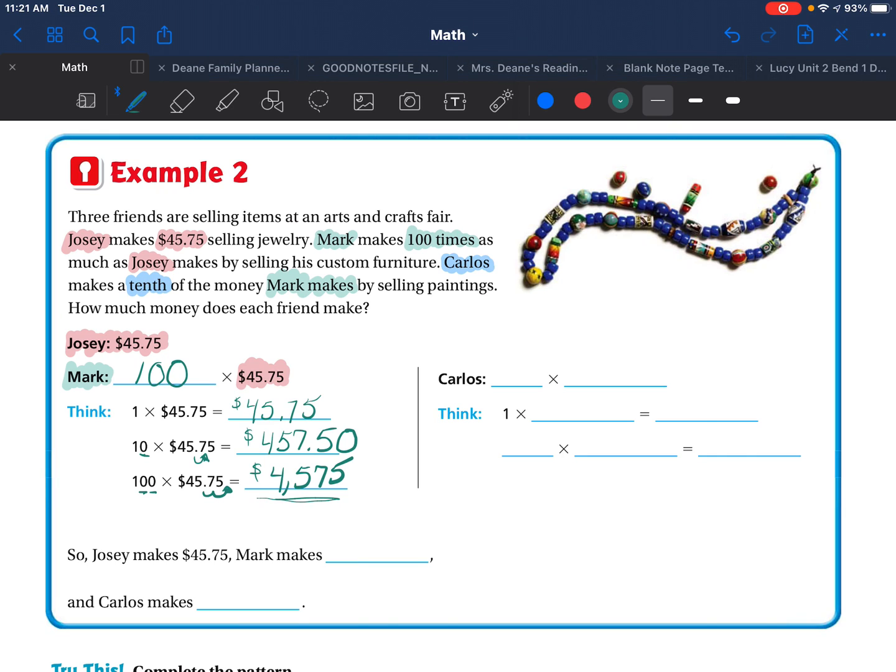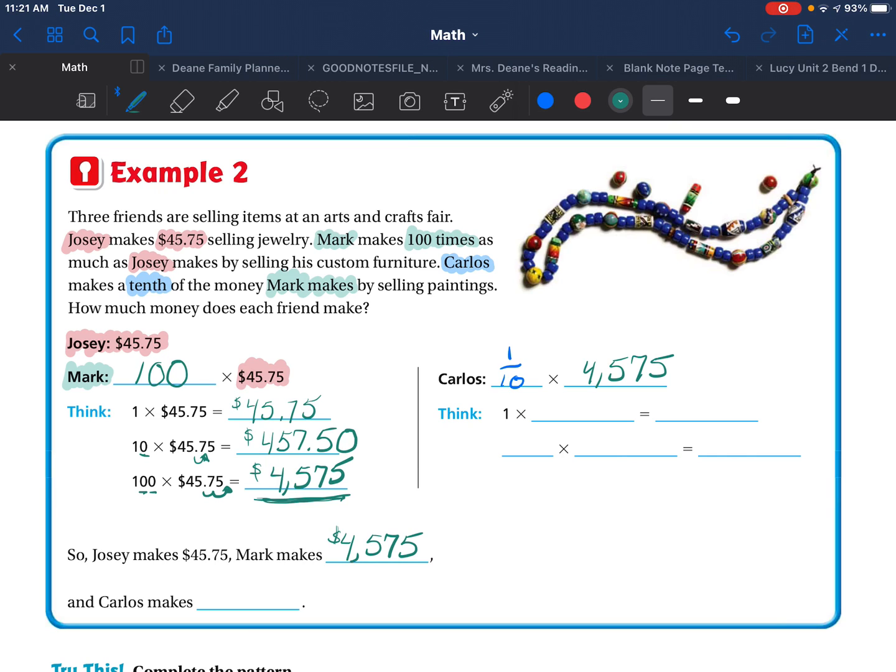So Mark makes a total of $4,575, which is exactly 100 times more than Josie. But we're not quite done yet because now we have to do Carlos. And we know that Carlos only makes 1/10 of what Mark makes. And so we put Mark's amount over here.